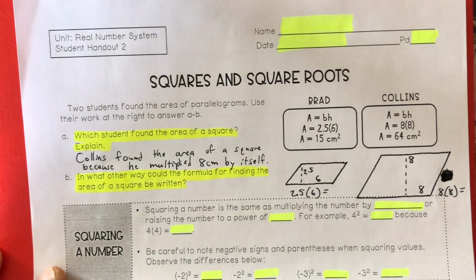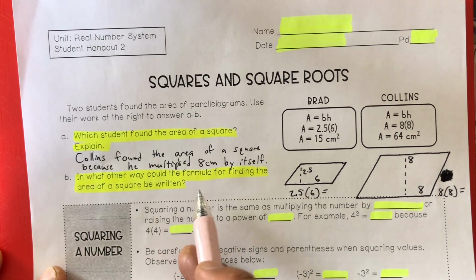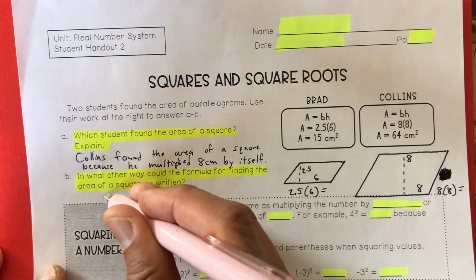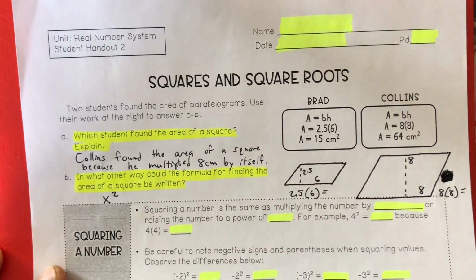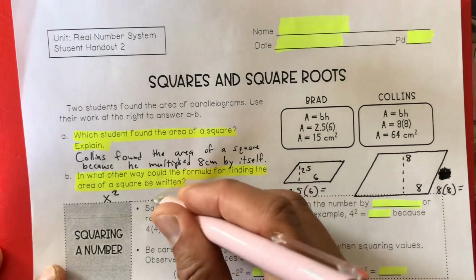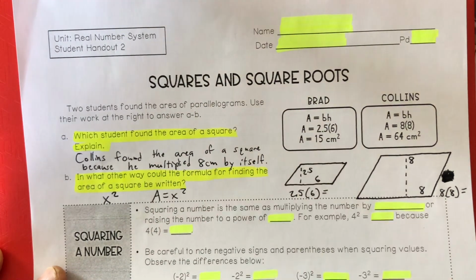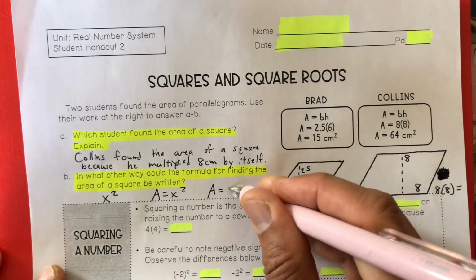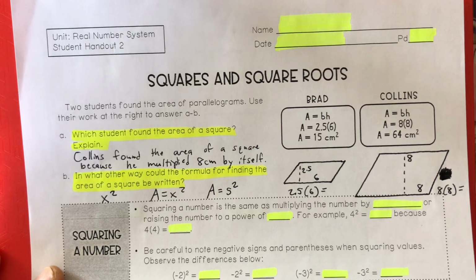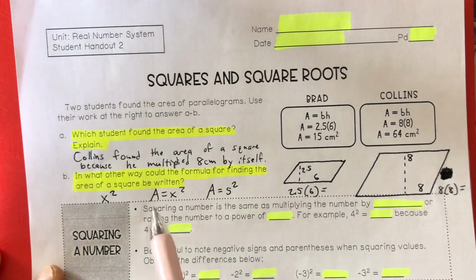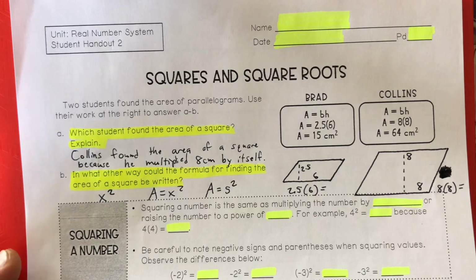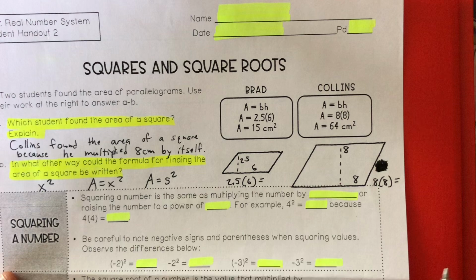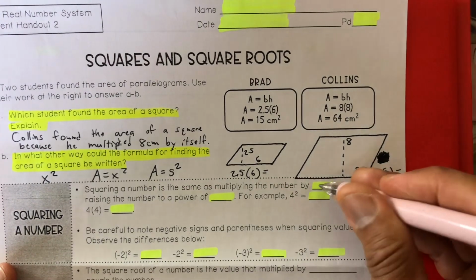For B, in what other way could the formula for finding the area of a square be written? We could say that it is x squared, or area equals x squared, or we could say the area equals one side squared, side times side, or side times itself. So we could write this a number of different ways here, but just know that we're taking one number multiplied by itself.